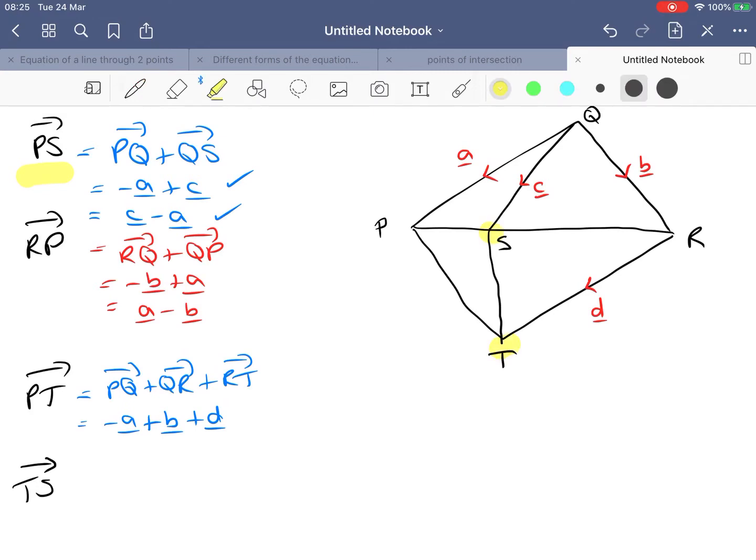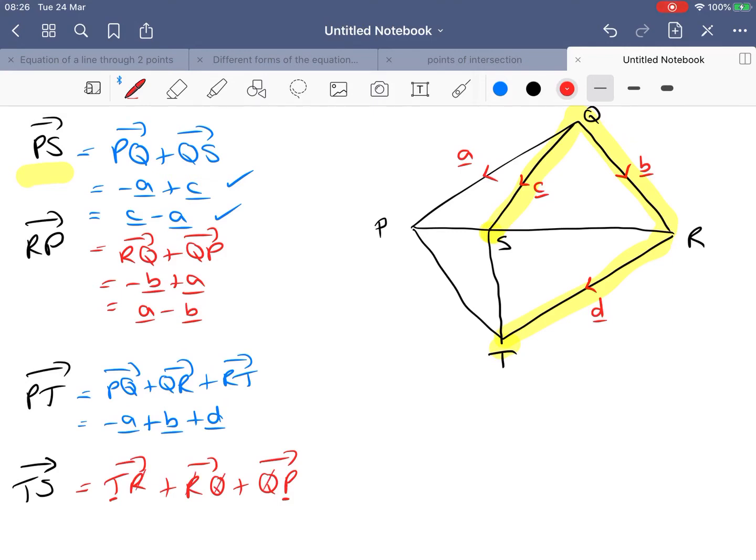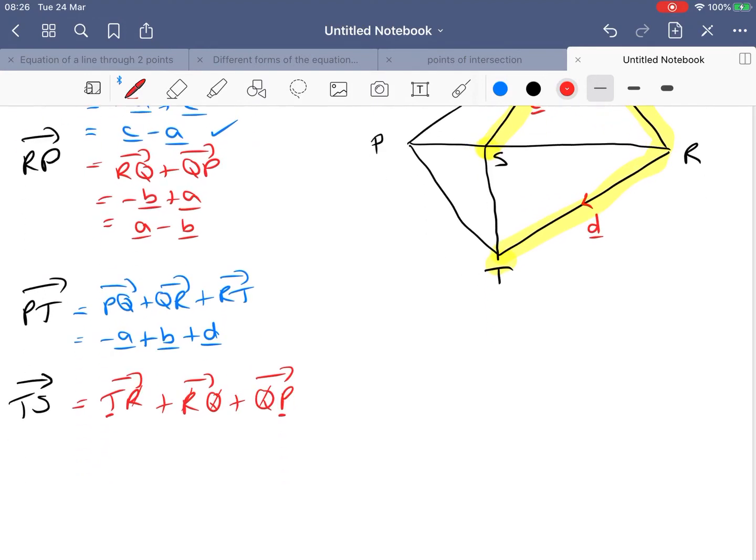So I want to use vectors that I know. Looking at this, it's probably best to take that path, because this is the last one. That is going to be T to R, R to Q, and then Q to P. The tip with this is the points that you're going from and to have to be at the end. And what you find is the letters cancel each other out, and that's how you know your path is correct. So what have we got?